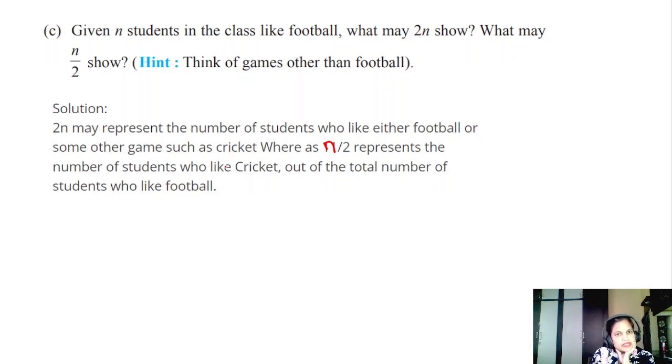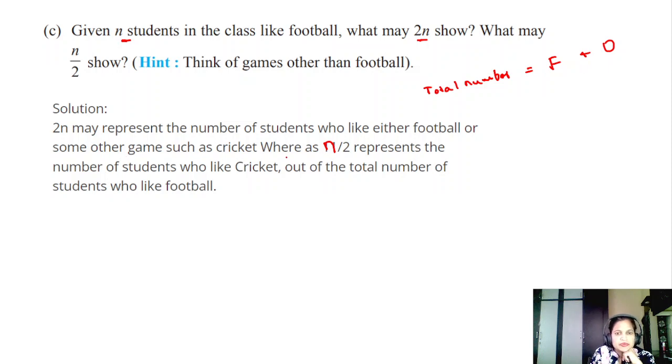It is our assumption. N students in the class like football. 2n is double the number. We know only n number of the students like football. 2n, what does this show then? Double that number. This shows the total number of students who like football and another game. Okay, together that is 2n.